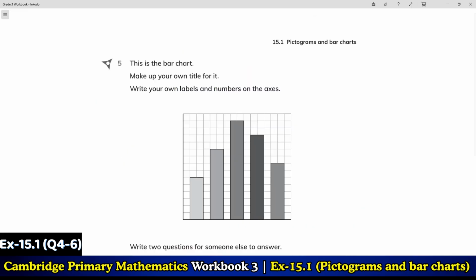Question 5 of exercise 15.1. This is the bar chart. Make up your own title for it. Write your own labels and numbers on the axis. So how can we mark this one? Let's say the title is favorite fruits. We can write like, favorite fruits.